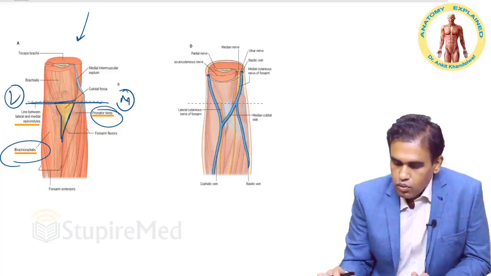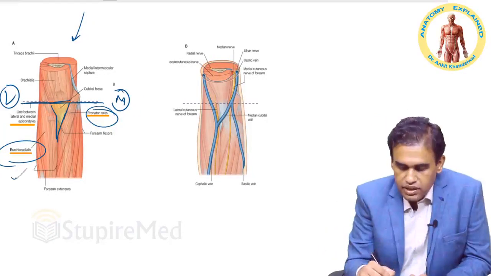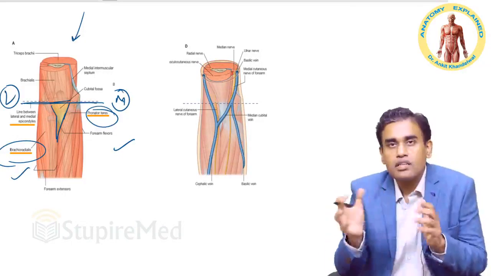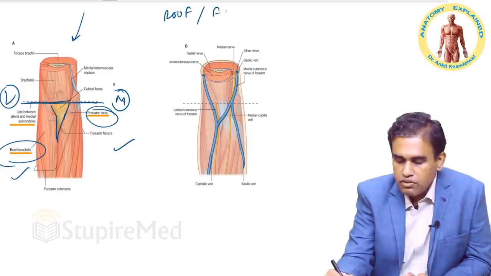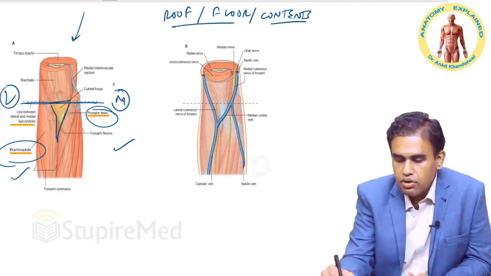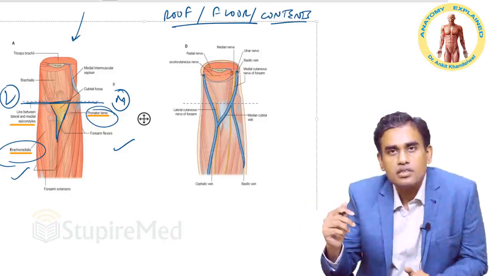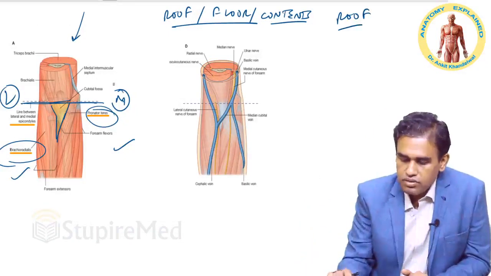Now, what are the important points in cubital fossa? About the boundaries, these are the brachioradialis, pronator teres and the imaginary plane. Now, what are the other parts of cubital fossa? The important parts over here are the roof, then the floor, then the contents and their importance. Roof means which is closer to the skin or superficial structures.